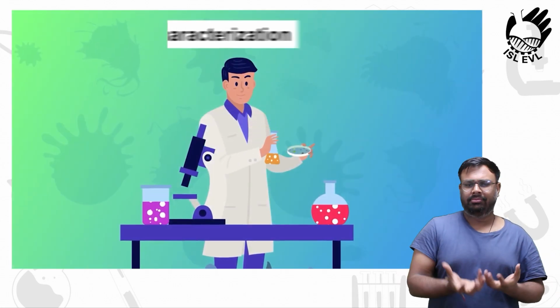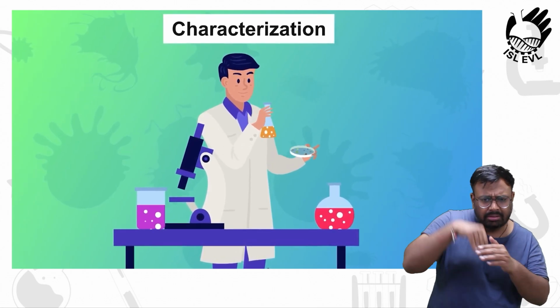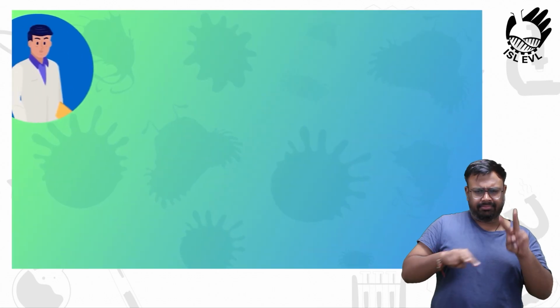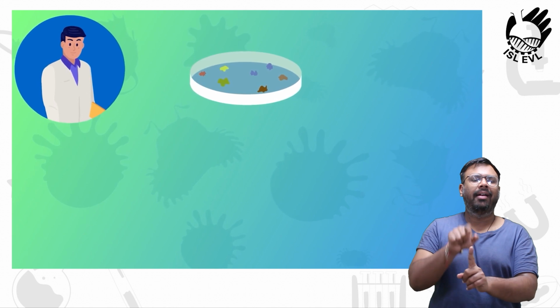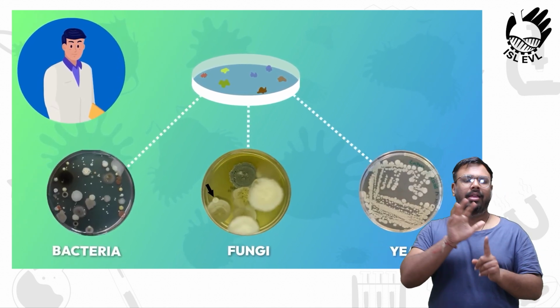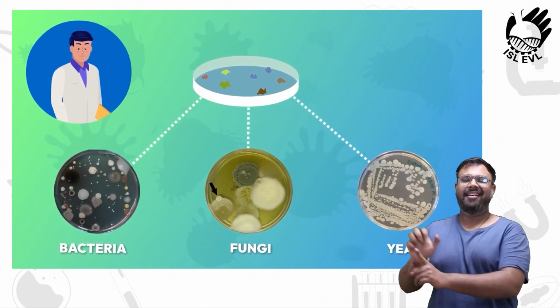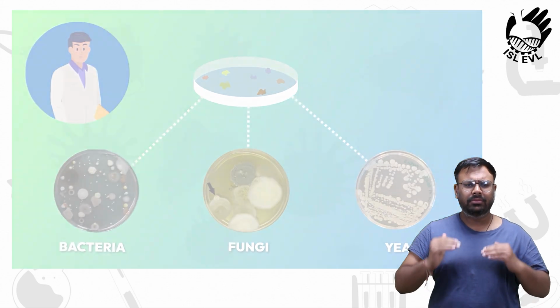Now that we have a pure isolated culture, we need to give a name to what type of microbe has been purified. We must observe them and study their characteristics. It will tell us whether these microbes belong to bacteria, fungi, or yeast. Phenotypic characterization of microbes helps us to identify the microbes to their genes level.